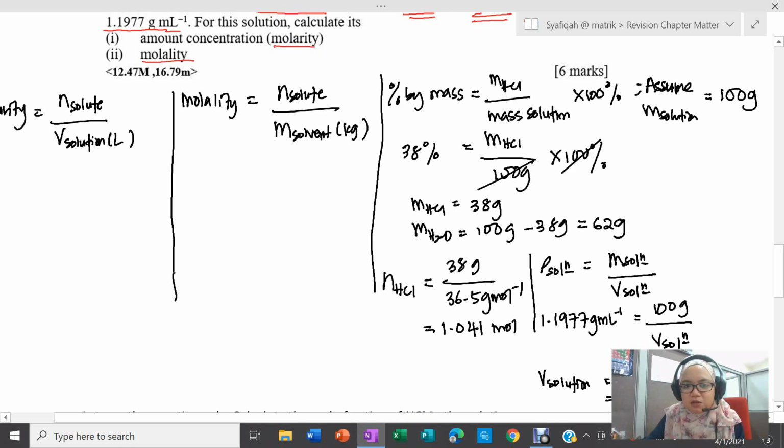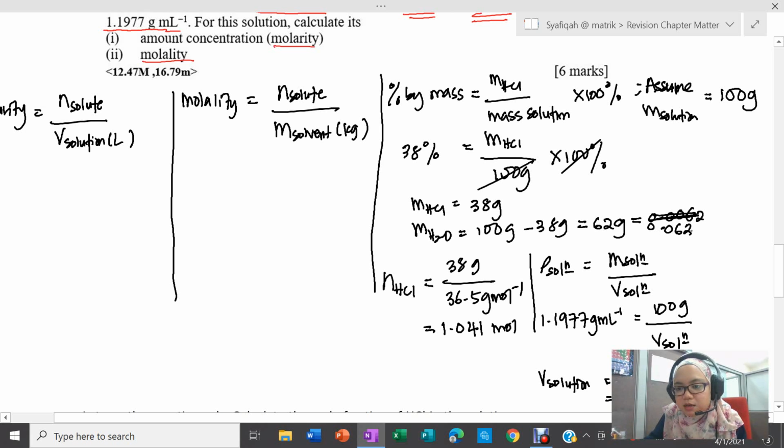Okay. Mass solvent ni macam mana? Mass solvent dah ada dah ni. Mass water. Tapi nak tukar dalam kg kan? Okay, tukar siap-siap dalam kg. 62 gram divided by 1000. Kita boleh dapat 0.062. Sorry.